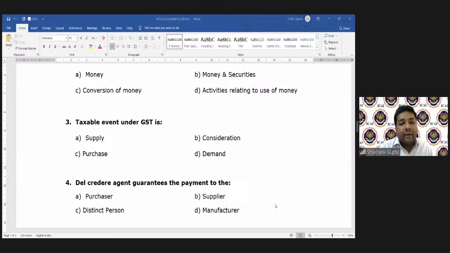Lastly, Del credere agent guarantees the payment to A, purchaser, B, supplier, C, distinct person, D, manufacturer. Which one? Fourth, A, B, C, or D? Good, Sanjay. Good, MS Vasant.